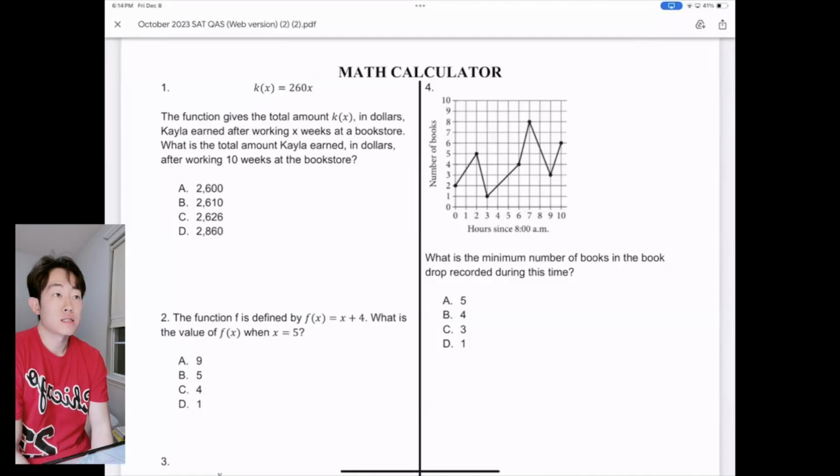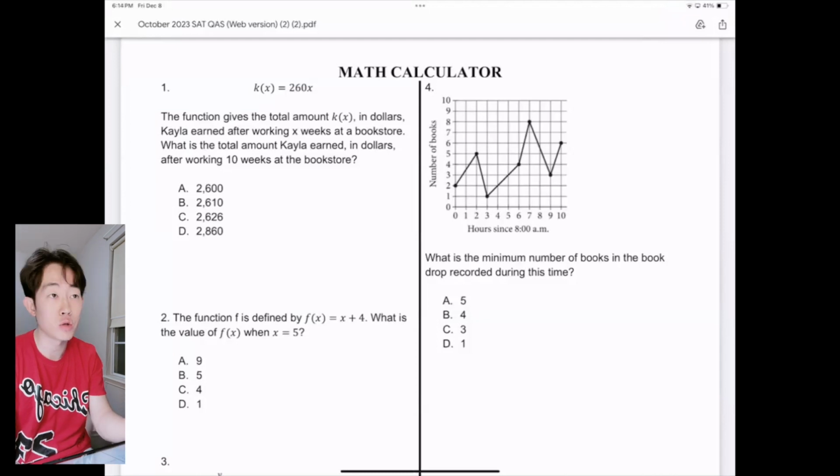Hello and welcome back. This is part two of going over the October SAT 2023 that the College Board has released. We are now hitting the calculator section, and from this video, we will hit questions from 1 to number 20.